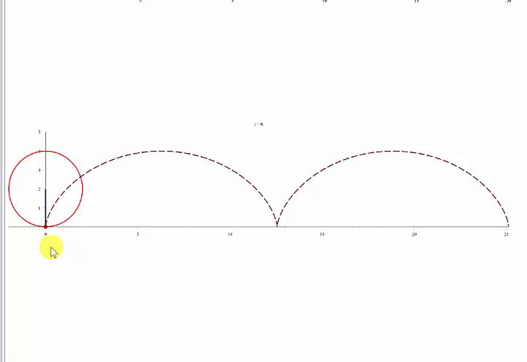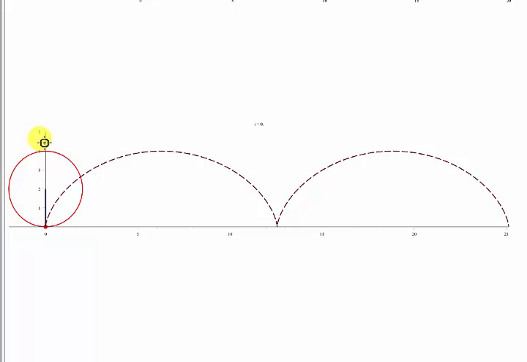In this lecture, let's look at the cycloid. How is the cycloid, this dashed curve, formed? This is a very interesting question. You know, everyone has a car, and this red circle looks like the tire of your car.